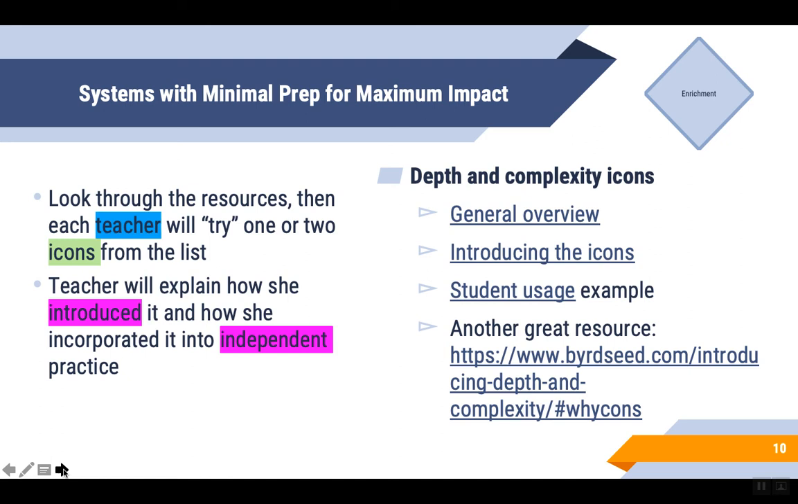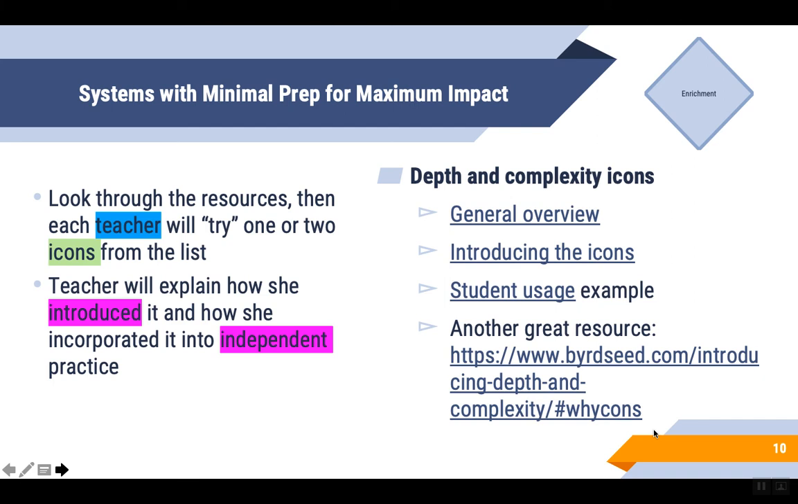So your group is going to spend the time learning more about the icons, how to introduce the icons, and different examples of how teachers have used them in their classroom. And then all of these links, by the way, are in the description box below this video. And also you're going to download the multi-level enrichment decision tree organizer. And each teacher is going to pick 1 or 2 icons to try in the classroom for the next 2 weeks.